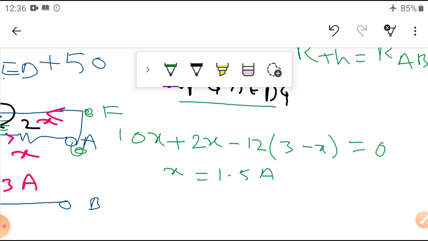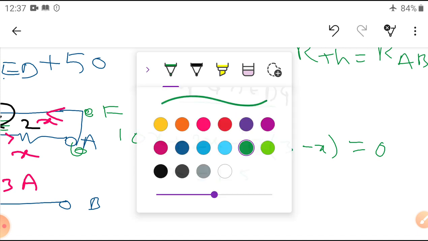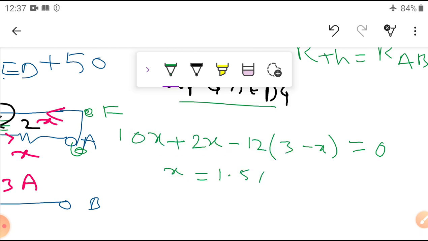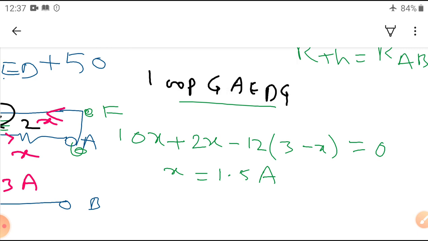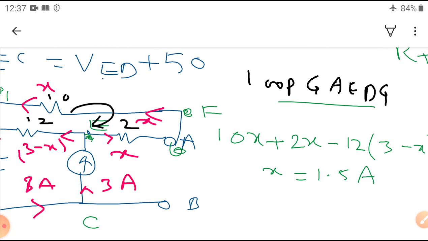Okay, so what is the value? This is the 12 amps or ohms? Ohms. Okay, write it as ohms. So what is the value? The x value is the current, no? Sorry, this is the 12 amps only. So I know now, in this case, the current x is equal to 1.5 amperes.